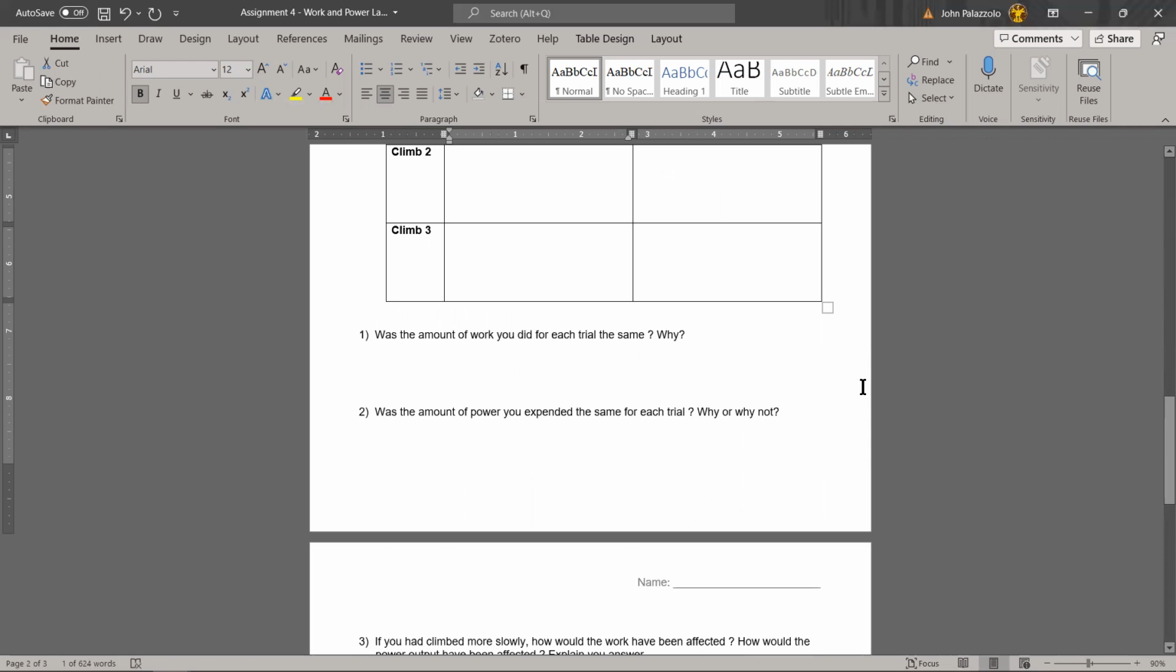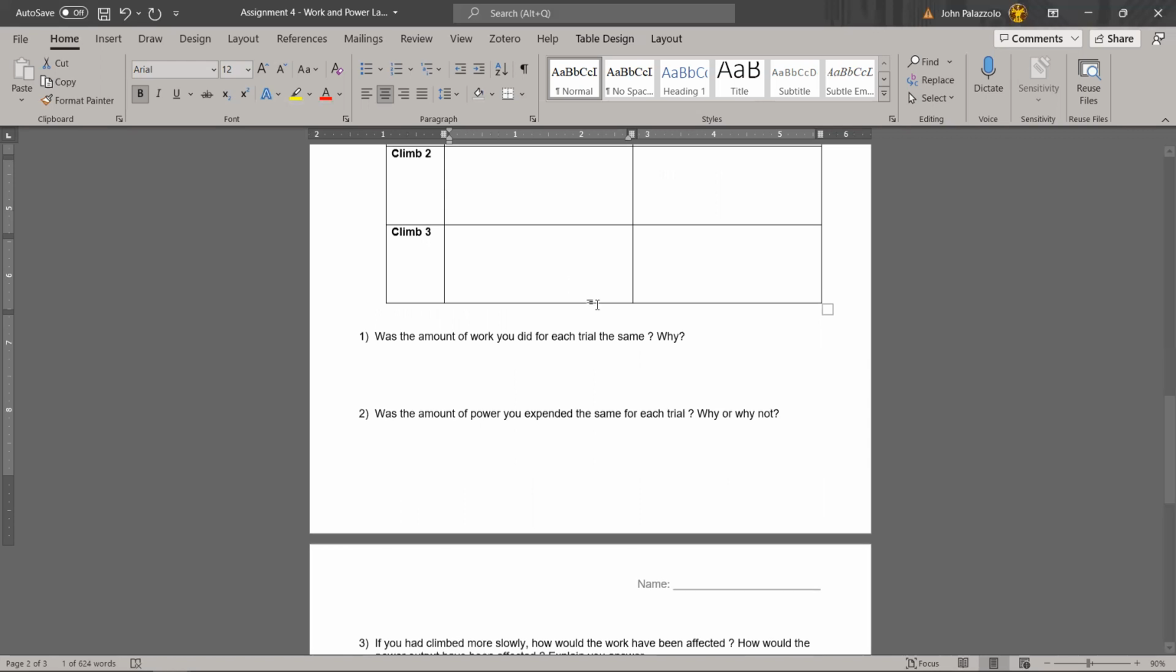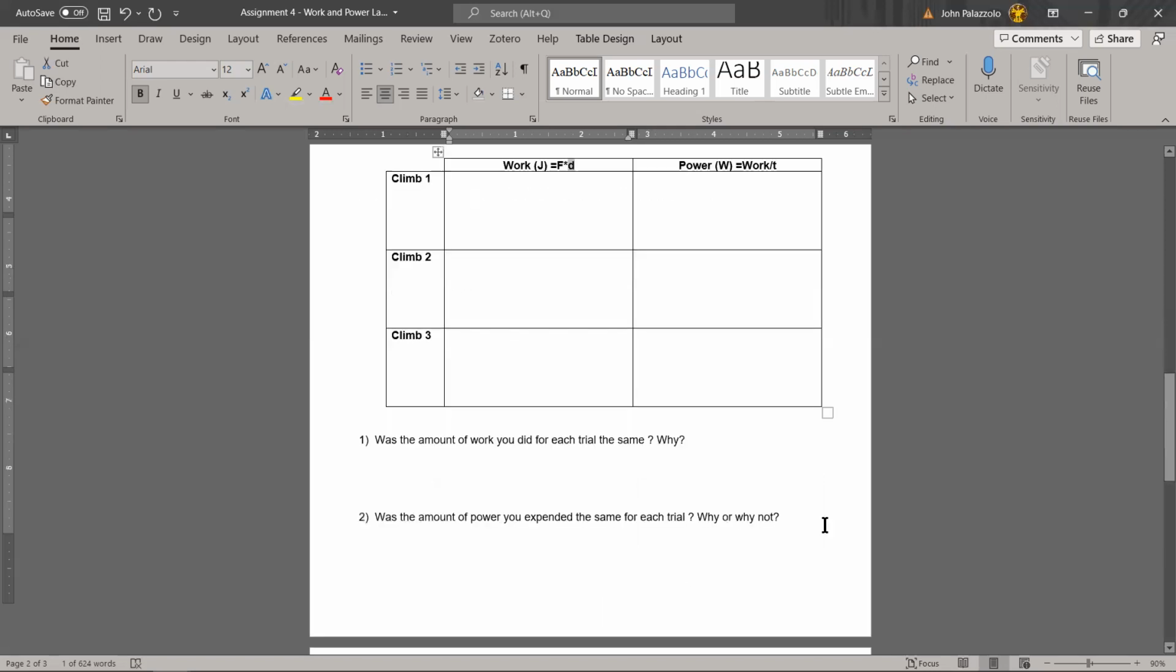Was the amount of work you did for each trial the same, and why? It's not a trick question. Just tell me if they were the same and why they may or may not be the same. Look at the equation here. That should give you a hint.